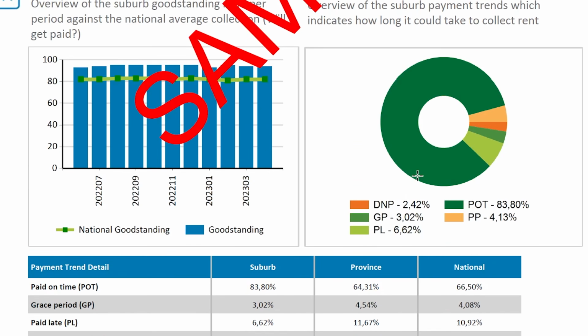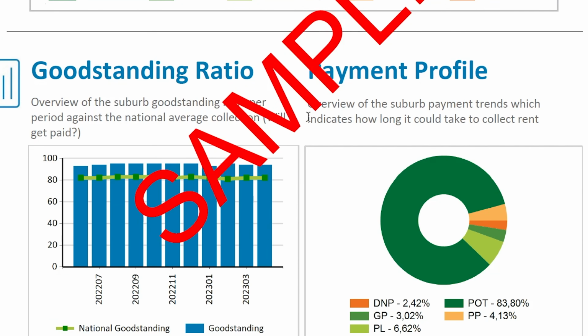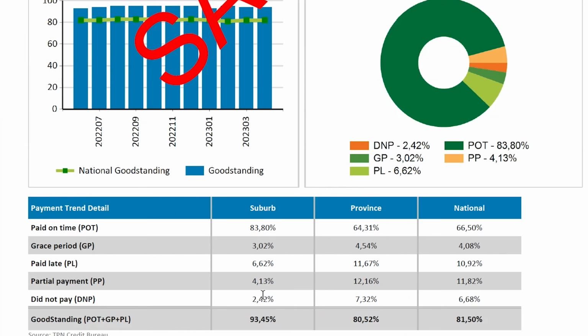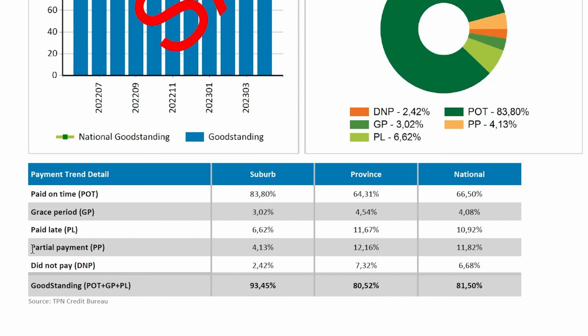This is just a sample of a TPN investors report, and one of the tools that you can use is to see what the good standing ratio is in that area, to determine how many people are actually paying their rent on time, how many people are paying late, how many people are only making partial payments, and how many people did not pay at all. So it gives you a good standing ratio in every suburb, the province and national as well. We can see that that specific suburb has a 93.45% good standing ratio, which is obviously great. And these are tools that can help you out quite a bit.